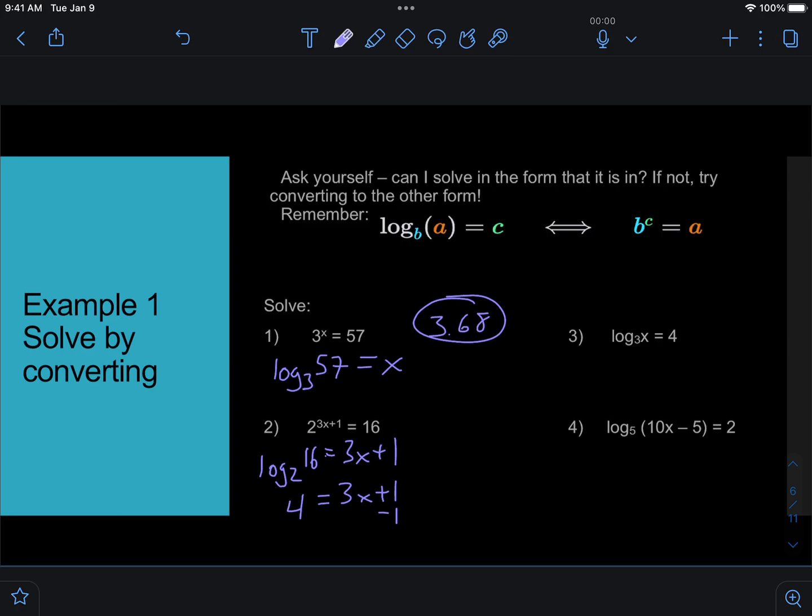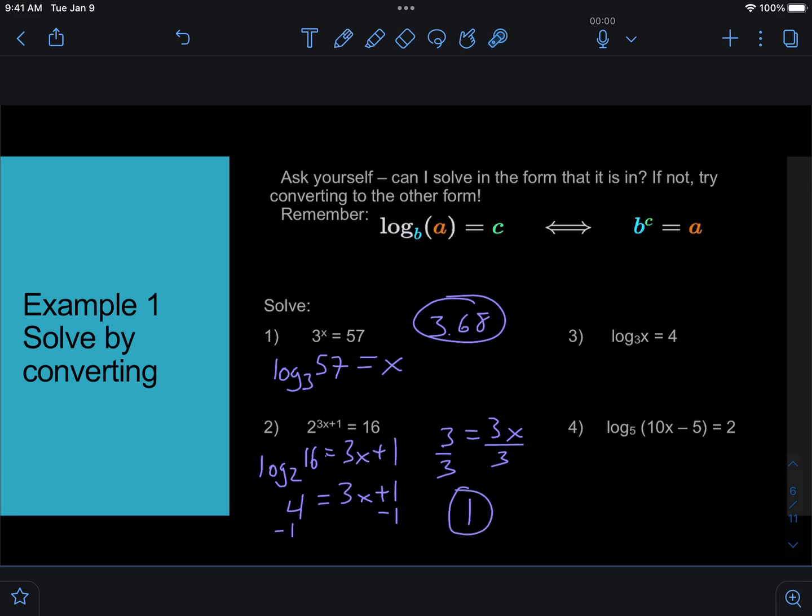We can subtract 1 from both sides. We'll get 3x equals 3, or 3 equals 3x, I guess if we keep things in the same order. And then just divide both sides by 3, and we get x is equal to 1.